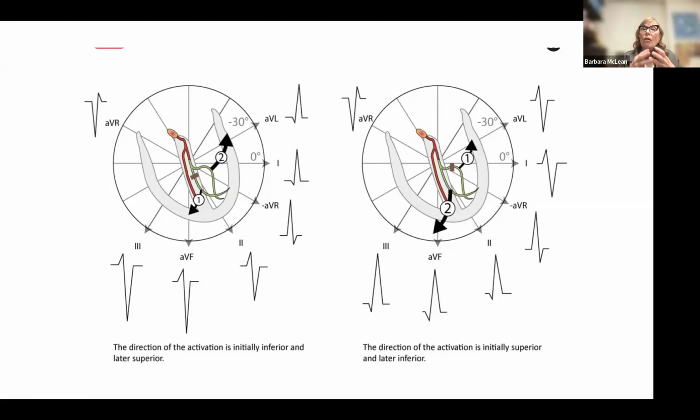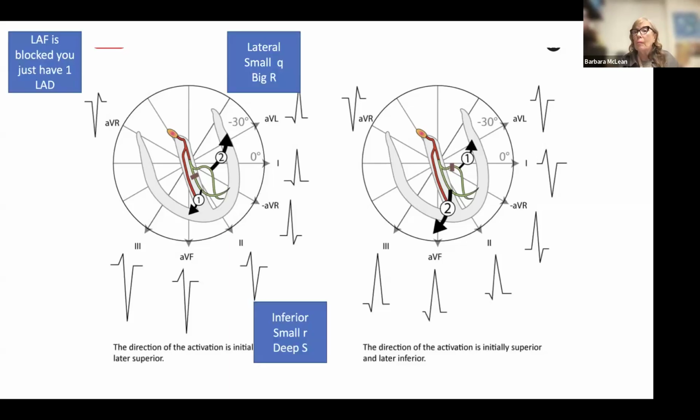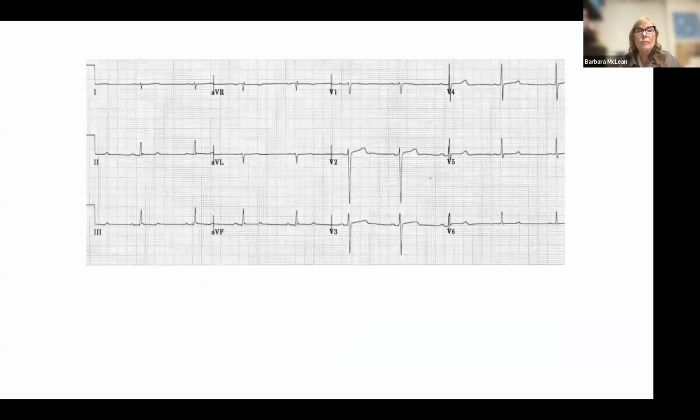If I'm seeing independent vectors, remember, those should be basically balanced out, and I should not see a small R wave in 2, 3, and AVF, followed by a deep S, or I should not see a small Q wave followed by a big R. Those are the things that I'm looking for when I'm evaluating fascicular blocks. So remember what we talked about before, okay?